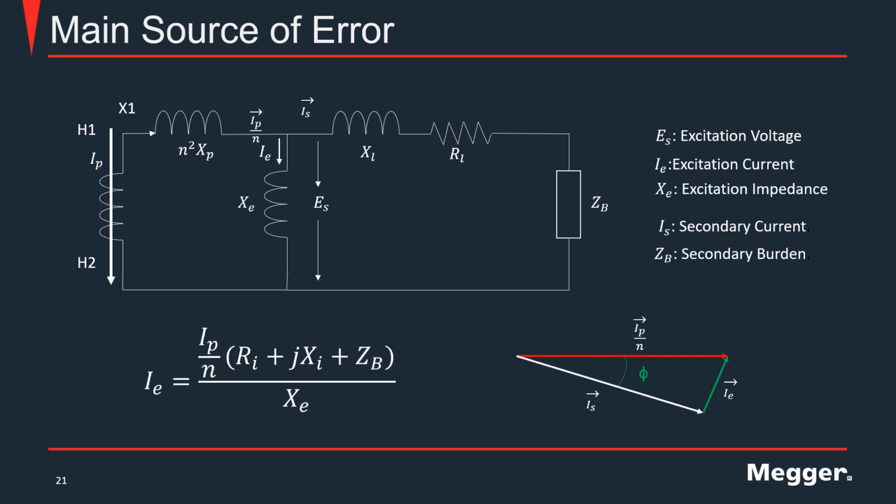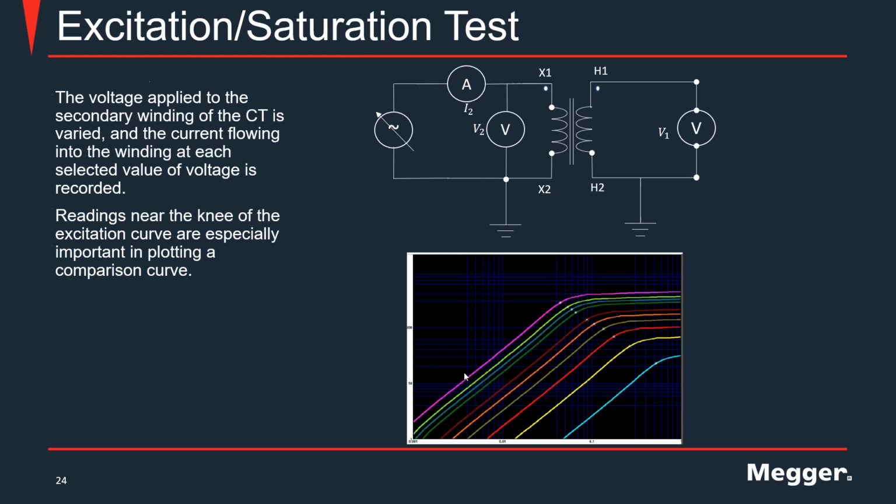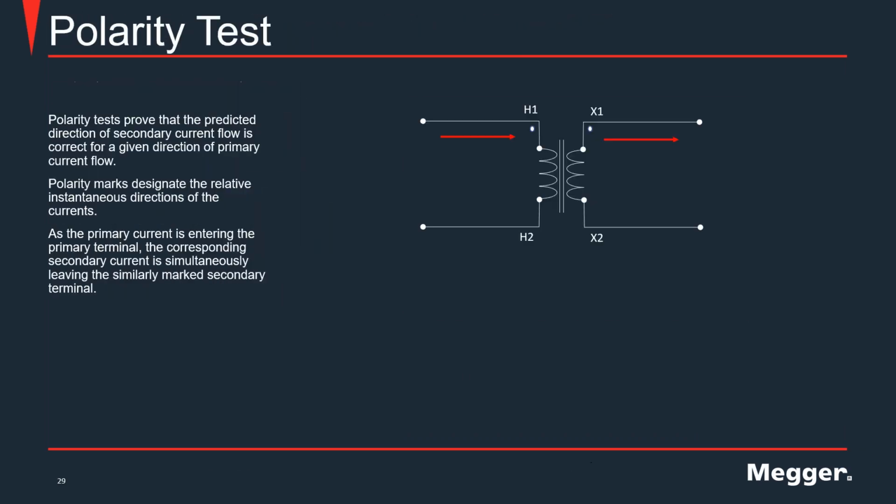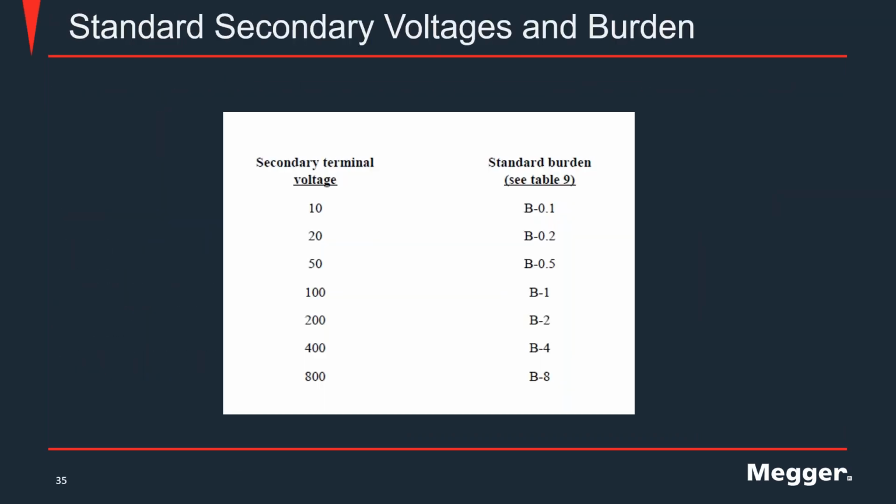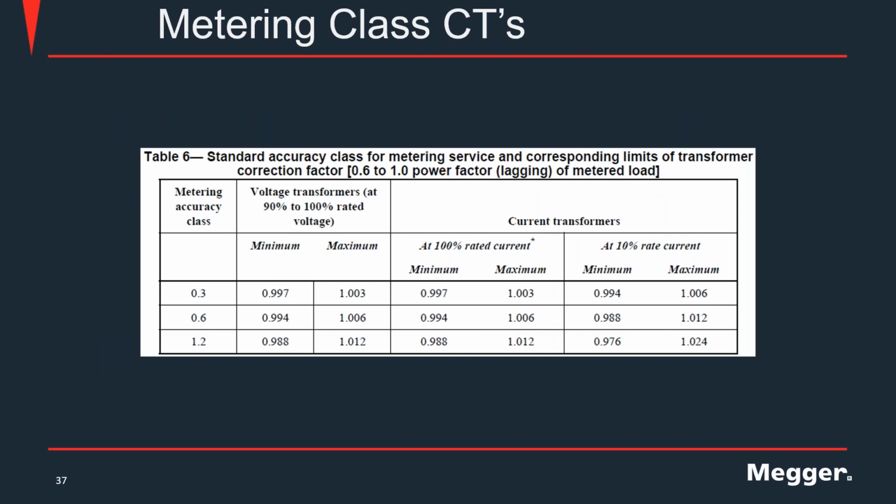So when it comes to metering class CTs, we recommend testing based upon the application in which it is used. And whenever you run the test, you need to run the ratio, polarity, insulation resistance, winding resistance, and the saturation curve to truly identify the accuracy class and accuracy of those metering class CTs.